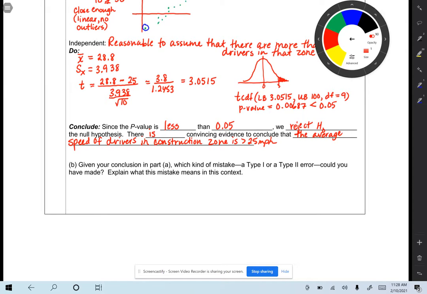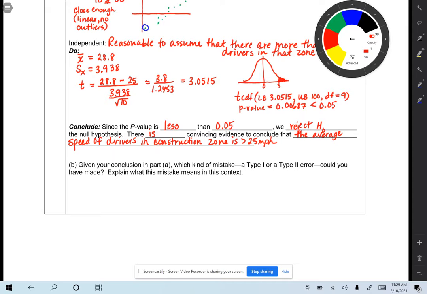All right. Part B, given your conclusion in Part A, which kind of mistake, a type 1 or a type 2 error, could you have made? Explain what this mistake means in this context. So if we remember, a type 1 error means to reject the null hypothesis when it's true. A type 2 error means you fail to reject the null when it's false.